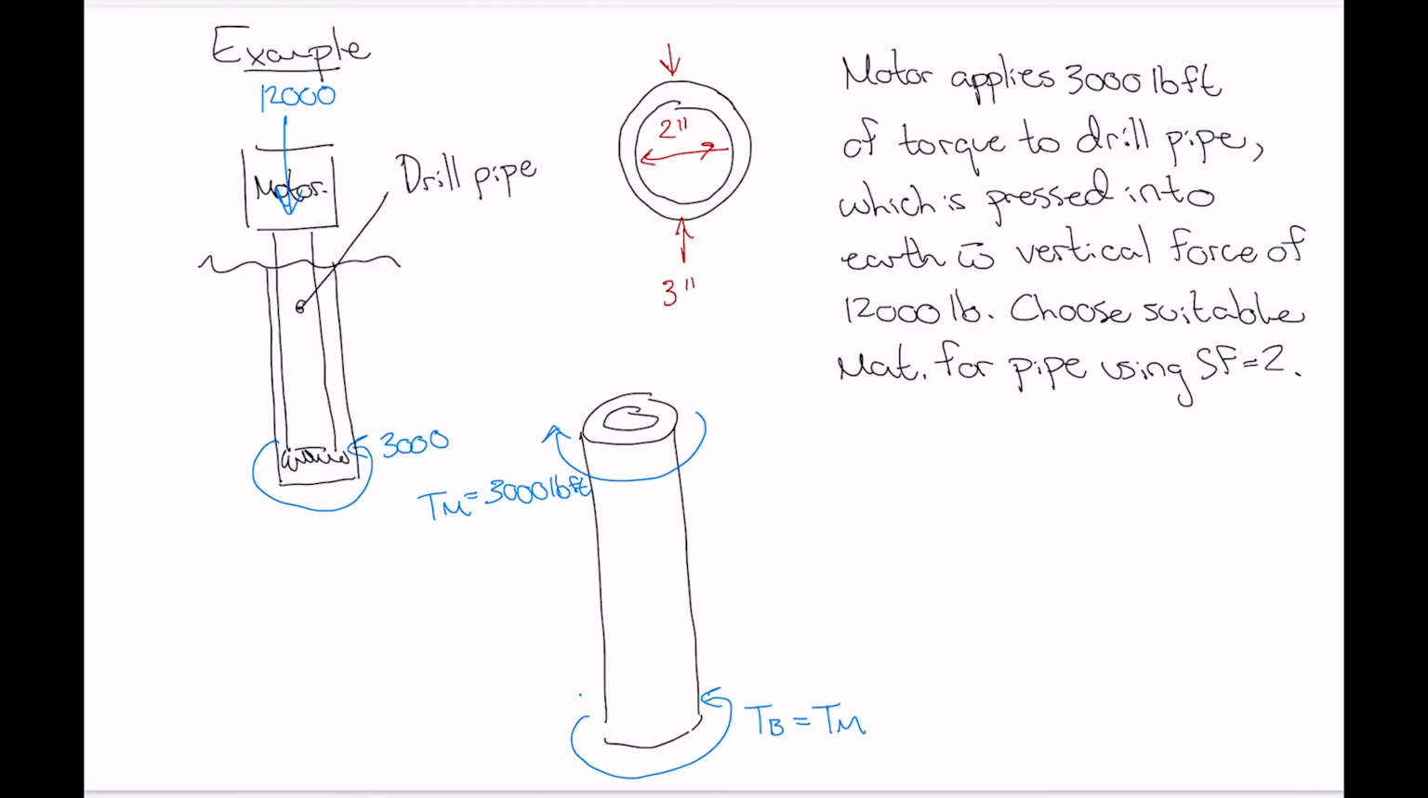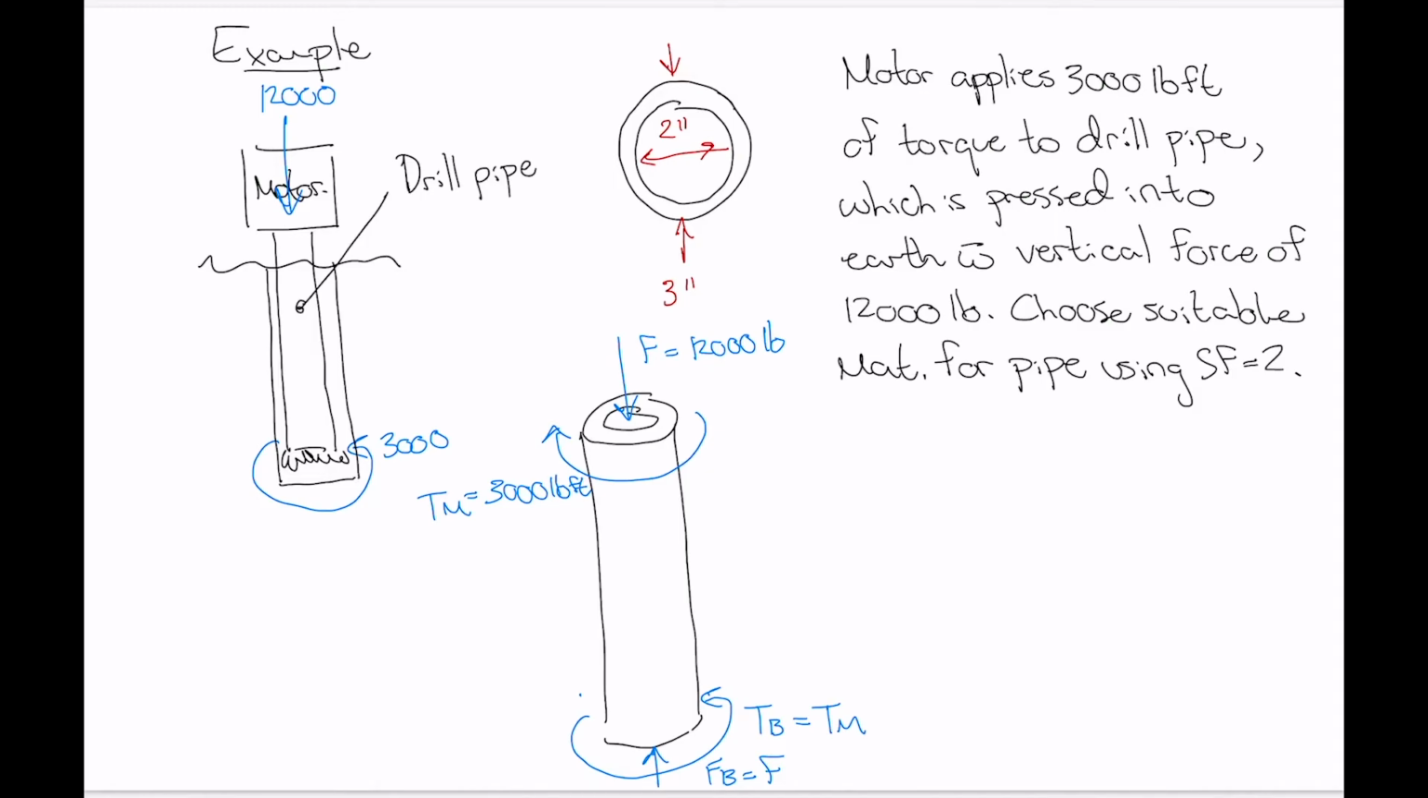And then we've got a compressive load of F equals 12,000 pounds, which has to be balanced out by the rock or earth that it's cutting through. So our force at the bottom is equal to the applied force F. Right, so there's our free body diagram.